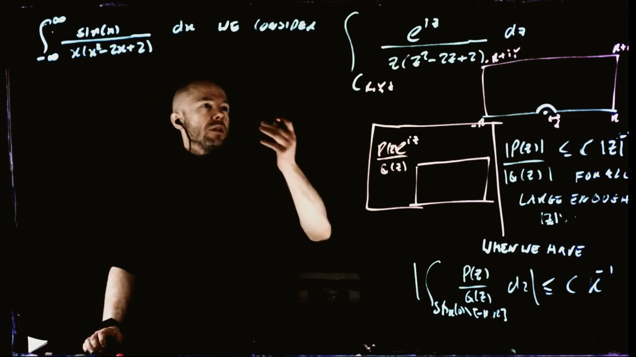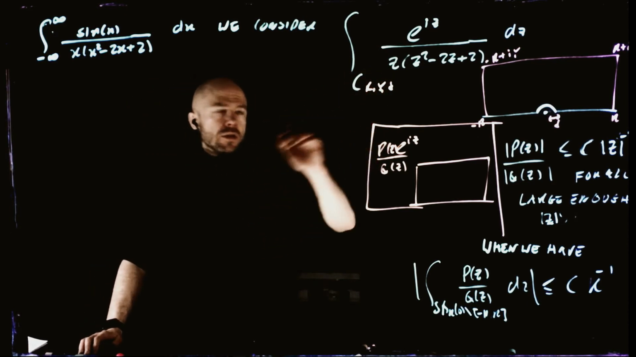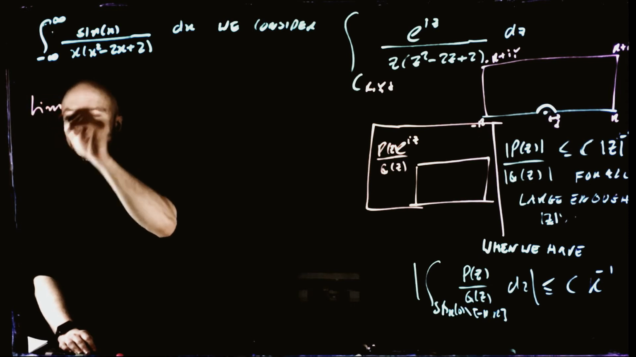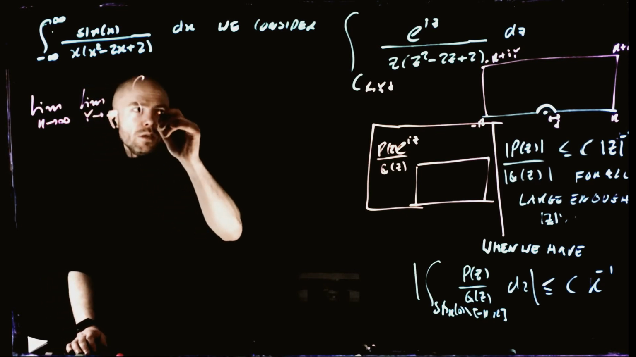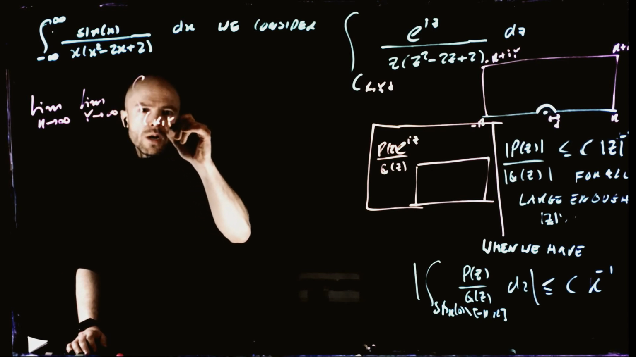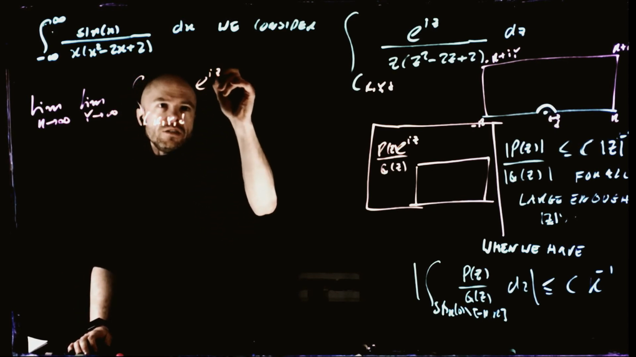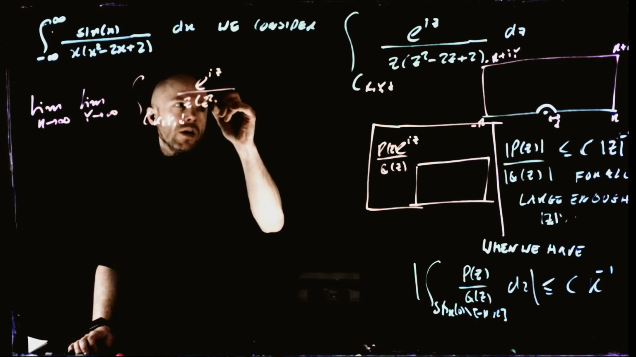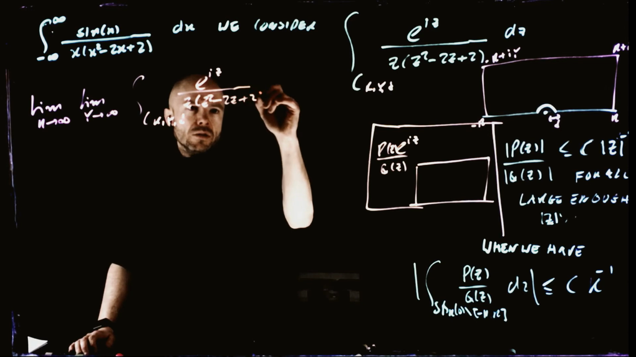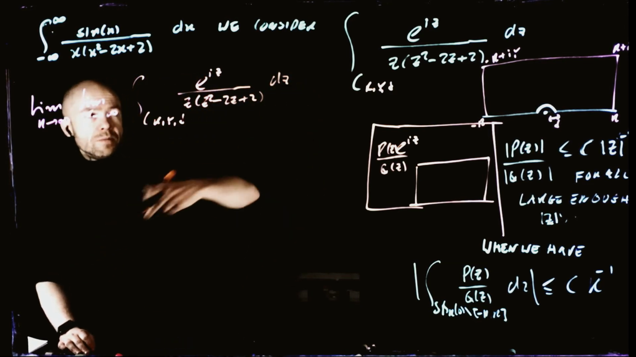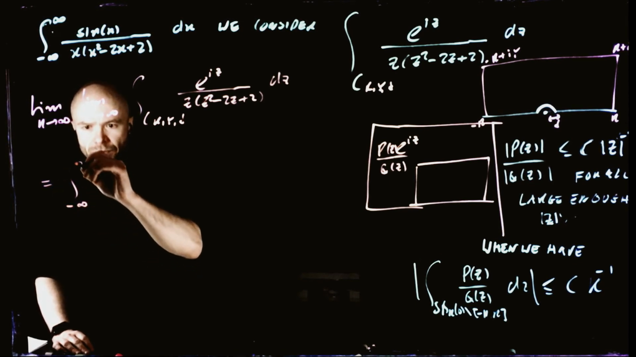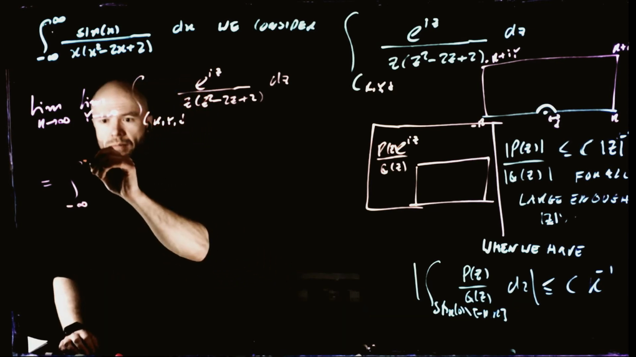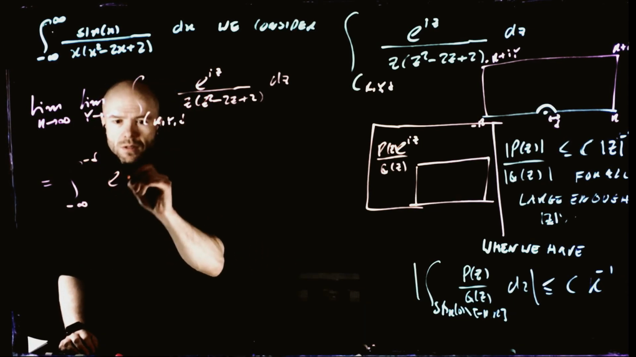So let's deal with this thing. What do we know? We have that if we take the limit as r goes to infinity, but first we have to take the limit as y goes to infinity of this guy, the integral over C of r, y, delta of e to the iz over z times z squared minus 2z plus 2. Then the sides will cancel and the top cancels. So then this ends up being the integral from minus infinity to minus delta of e to the ix.